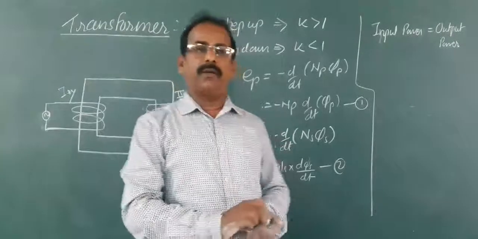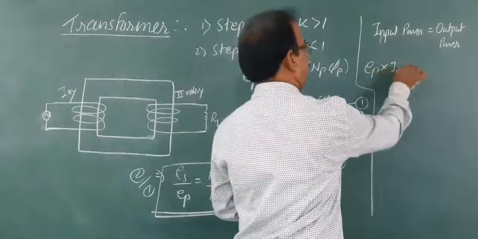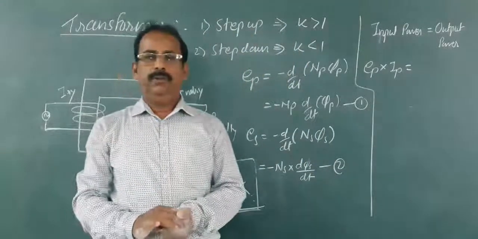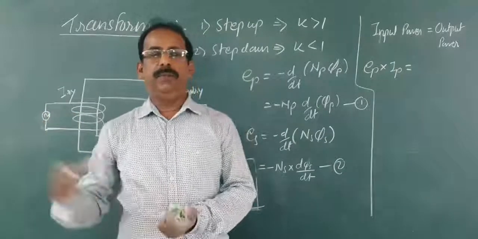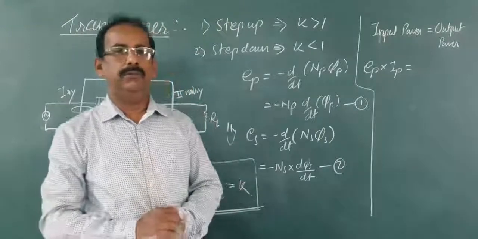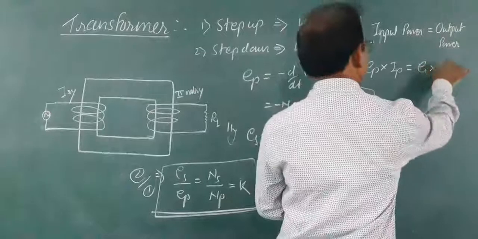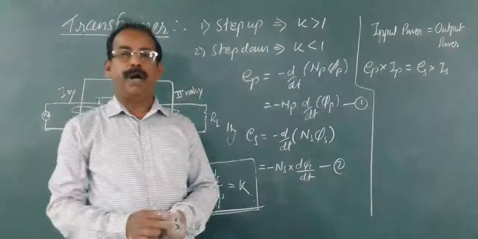Input power you can write as the product of EP and IP, EMF into current gives us power. Input side means primary coil. EMF induced in primary into current in primary gives us input power. While output power you get ES into IS. This is the output power.